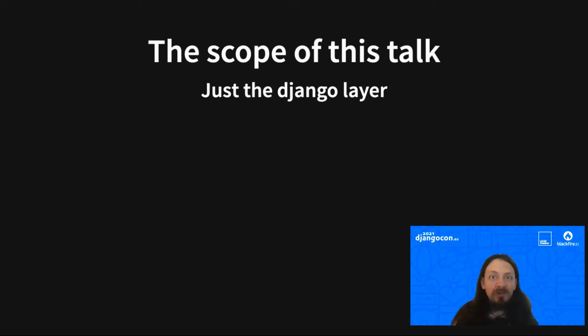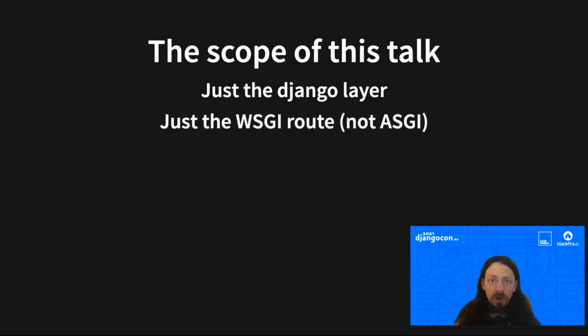Furthermore, Django has two means primarily of communicating with a server. There's WSGI, which I'll talk about in a moment. And since Django 2.2, there's also been ASGI, which added support for various asynchronous features. But in this talk, we're just going to talk about the WSGI route.